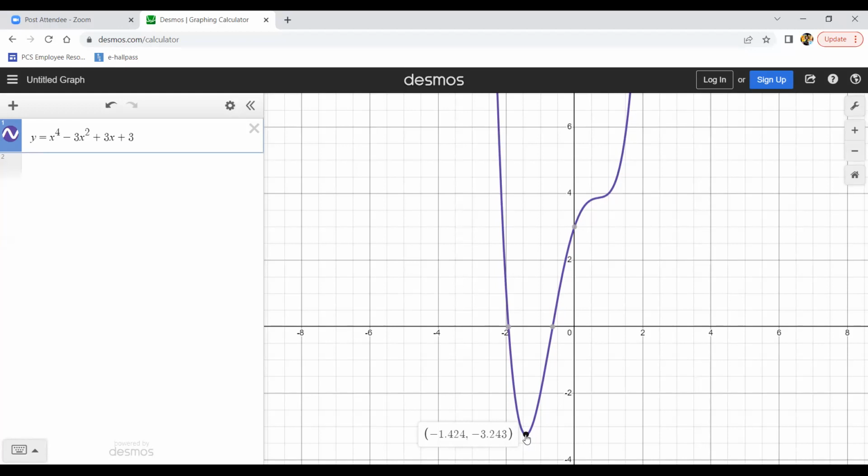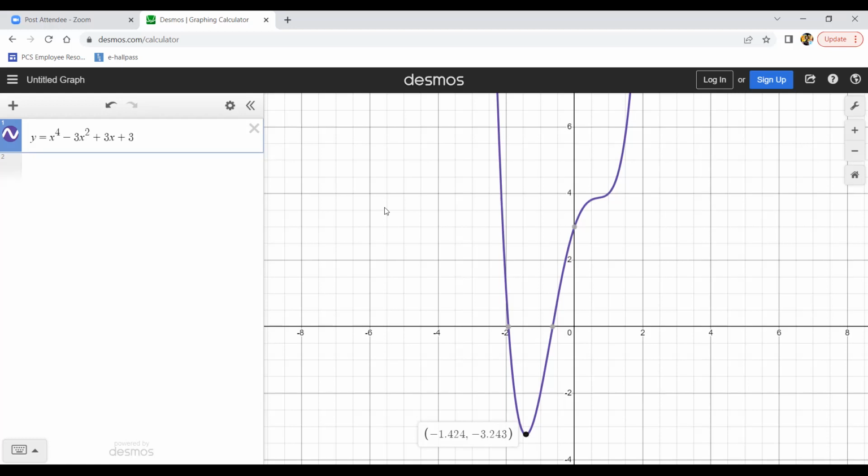I'm going to be using the y coordinate, -3.243. So that valley is the very lowest part of the graph. And when I do the range, I always do the lowest part of the graph to the highest part of the graph. The highest part of the graph is the arrows going up. The lowest part of the graph is that minimum. And since it's a range, I only use the y coordinates.